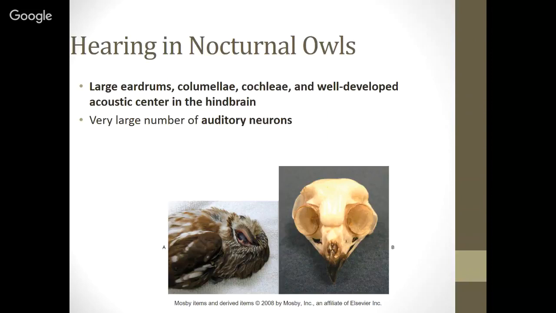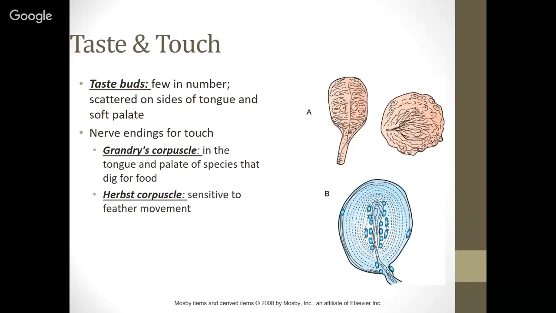Taste and touch. Taste buds are few in number, and they're scattered on the sides of the tongue and the soft palate. They do have nerve endings for touch. They have something called Grandry's corpuscle in the tongue and the palate of species that dig for food, so it helps them to determine this is food, this is not food.